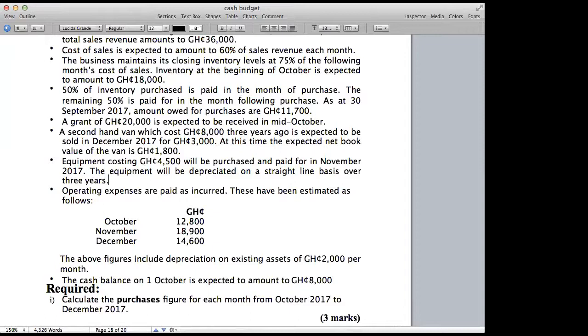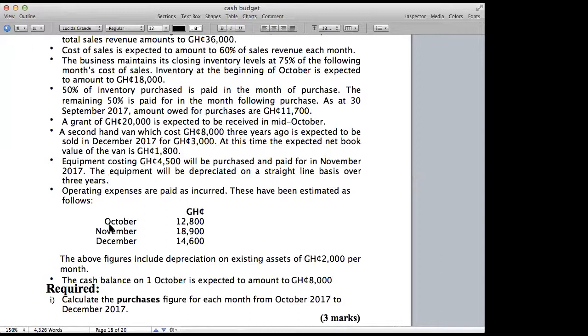So I'm going to treat this. The cost of the equipment is 4,500. It will have a 3-year useful life and be depreciated on straight line basis. So how are you going to do this? In fact, all we need is the cash flow element. That's the 4,500. So we only have to treat the 4,500 as a capital payment or other payments. That's all.